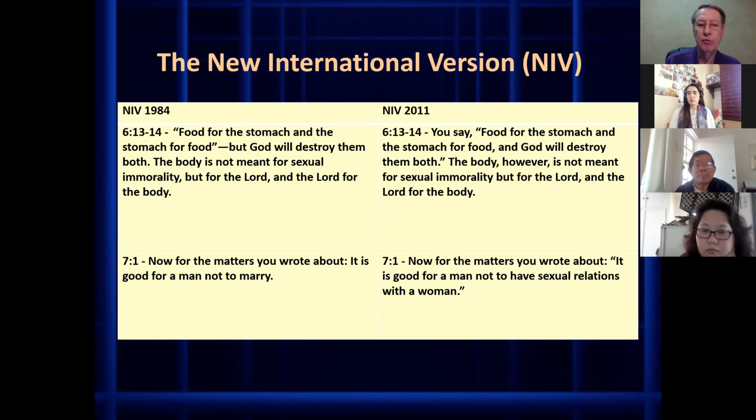Look at the 1984 version. It is good for a man not to marry. The word there is not marry. It is to have a woman, and it means to have her sexually. That is what the Corinthians were saying. Paul rebuts that. He answers that and denies that in chapter 7, verses 1 to 7.